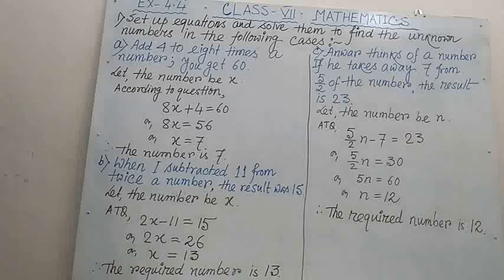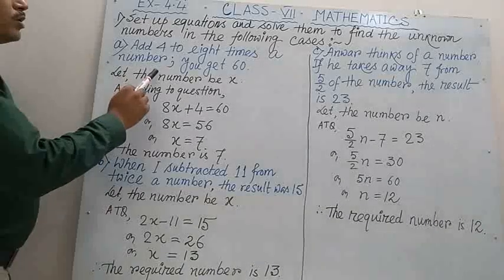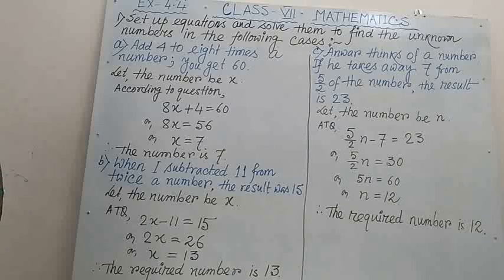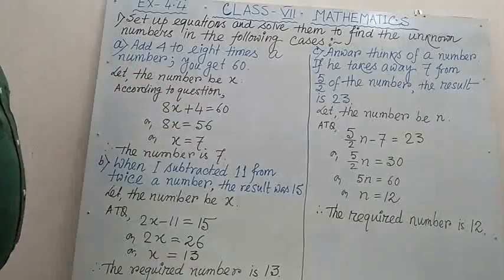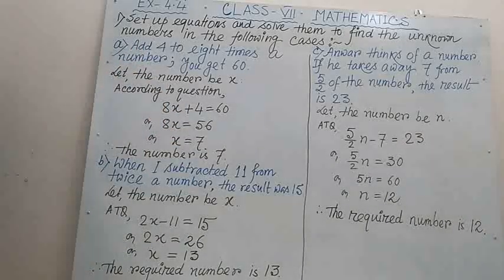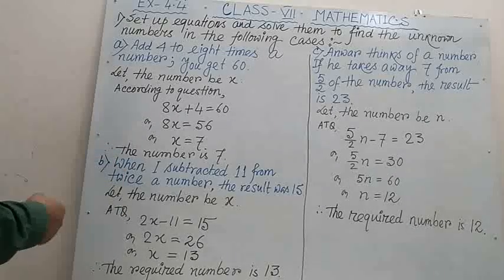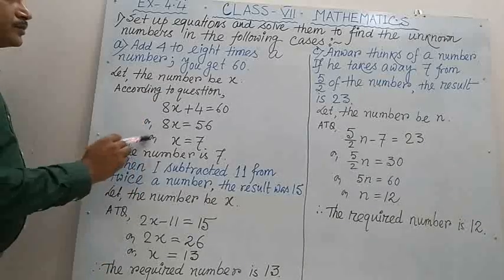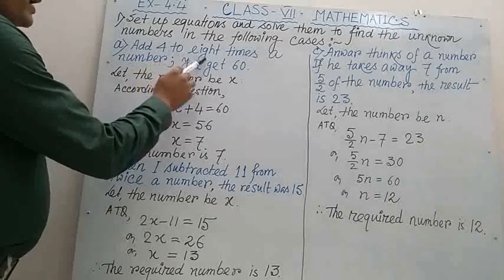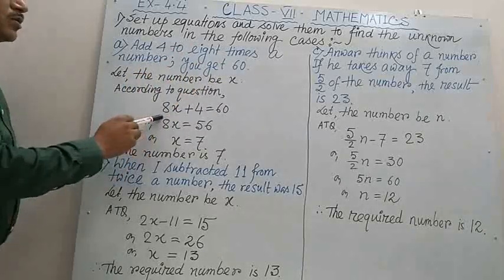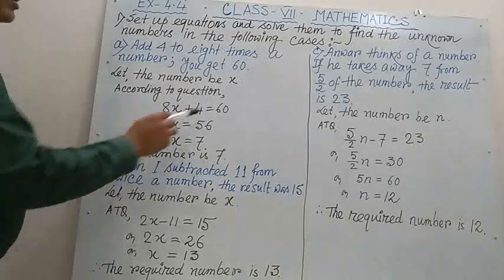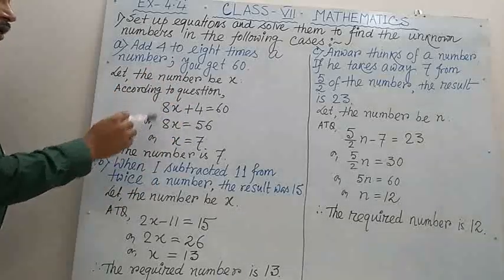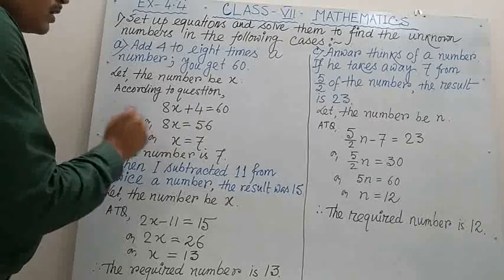So number A, add 4 to 8 times a number, you get 16. As we don't know what the number is, let the number be x. According to the question, it is given add 4 to 8 times a number. 8 times a number means, we have taken the number as x, so 8x plus 4 equals 16. Now our equation has been constructed.